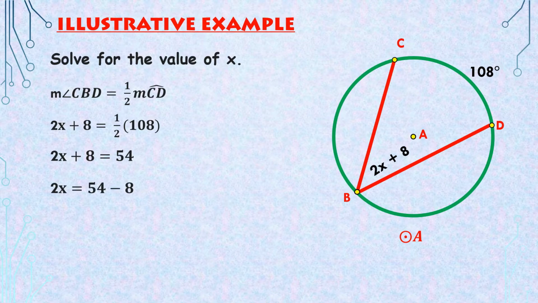Then isolate the variable on one side of the equation. So we will have 2x equals 54 minus 8. Then we will have 2x equals 46. Dividing both sides by 2, you will have x equals 23.